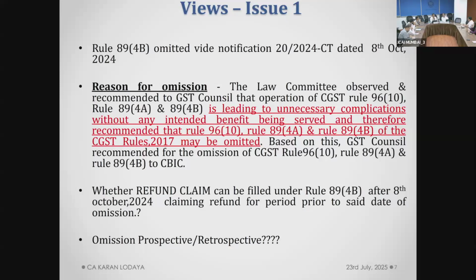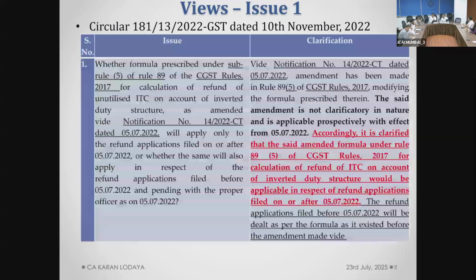And I think the inverted duty structure, they gave a 89(5) circular that if you file subsequently, it will go under the new one. So this is the circular. When this formula had changed, now 1.5% has come under the rule. At that time the circular came that this will be applicable for all the refund applications filed post the amendment.